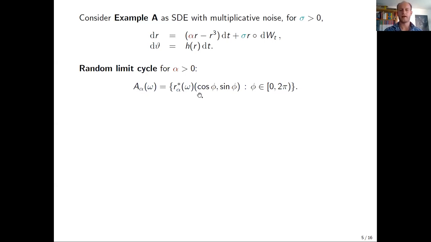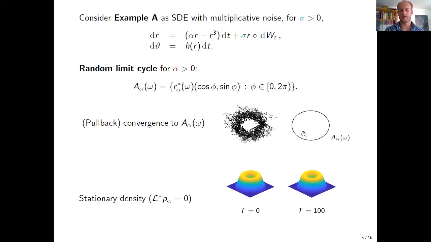So we get a random limit cycle for each omega realization with a particular radius of omega, and this can then look like that. So we could say that there's some sort of pullback convergence to this random limit cycle. What we mean by that is that we go backwards in time in our noise space and then go forwards in time along the dynamics. And by that, we can fix an omega at a certain zero fiber and get fixed objects A alpha of omega, which depend on omega but are really random limit cycles for each omega realization.